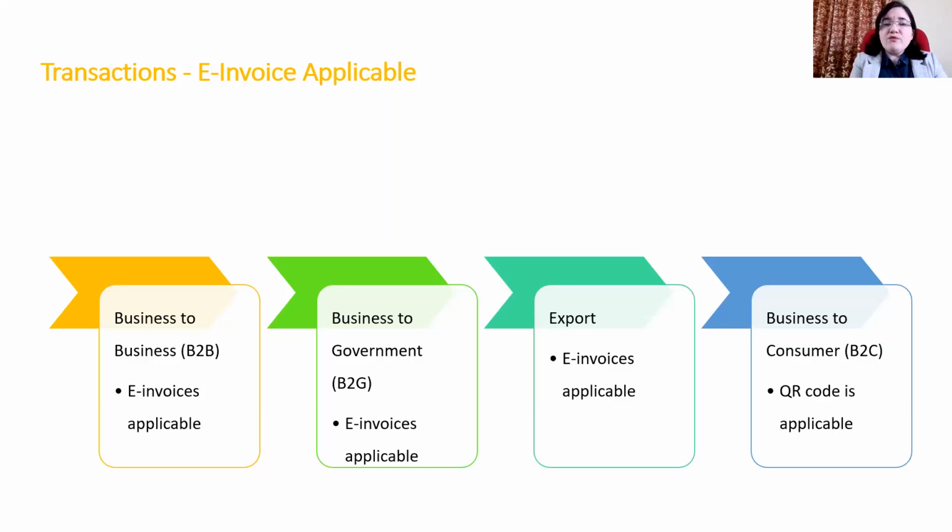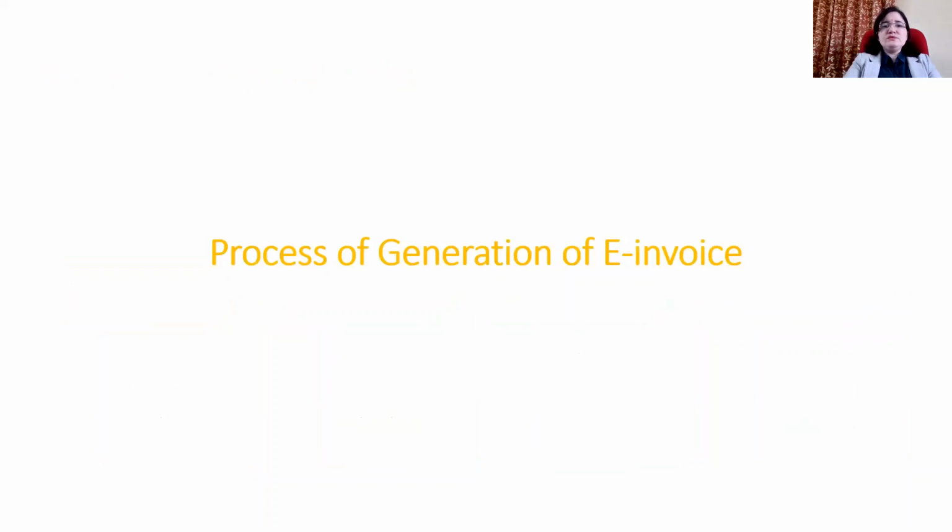So as discussed earlier, for B2C transactions, a QR code is applicable, but the QR code is not yet implemented. It is going to be implemented for taxpayers having 500 crore and more turnover from 1st December. But till now, it is not implemented. And for 100 crore, maybe it will be implemented afterwards. So for B2C invoices, a QR code is applicable and not e-invoicing. So this is about the applicable transactions.